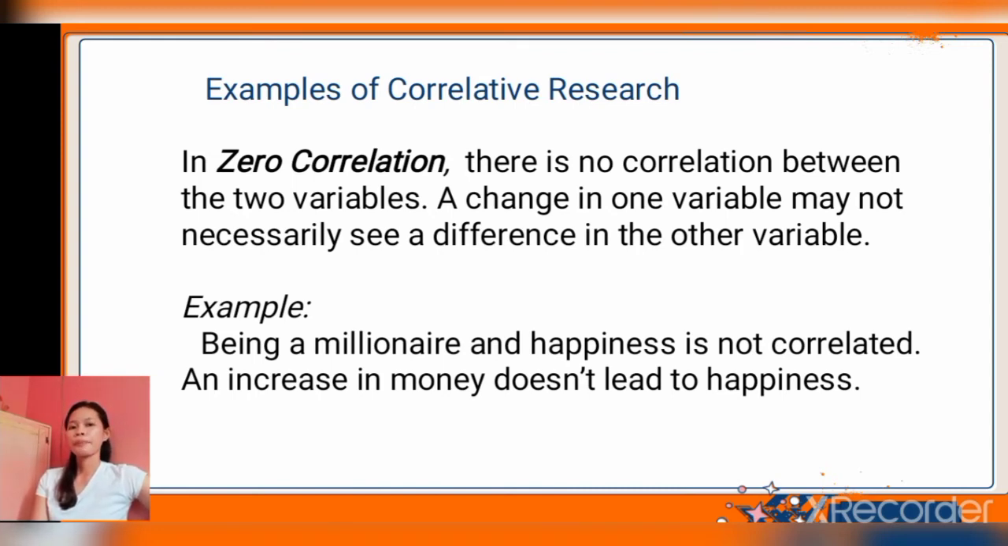So like for example, being a millionaire and happiness is not correlated. An increase in money doesn't lead to happiness. So being a millionaire or being rich is not a guarantee for an individual to be happy or to have a joyful life, because sometimes there are less fortunate people who are already contented and comfortable with the life they have, even though they are not wealthy or they cannot easily buy the things they want and especially need.